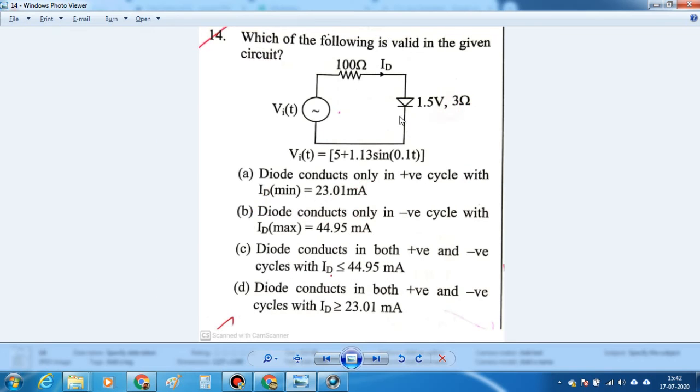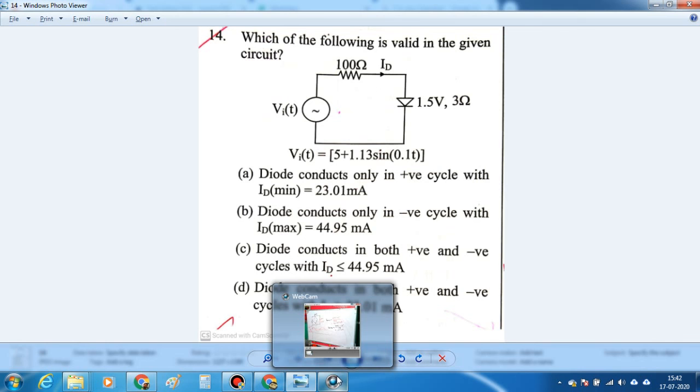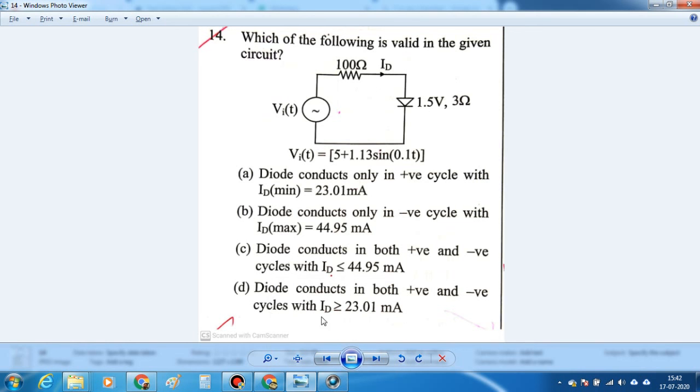Okay, now let's see the options. So I think option D, yes, option D is correct. Diode conducts in both positive and negative half cycle. We have seen that for both positive and negative half cycle the diode is on, so it conducts for both, and with ID greater than or equal to 2.23 milliampere. Okay, I think in this question option C is also correct. Both options are correct, because the maximum current is 44.95 milliampere, so ID is less than or equal to 44.95 milliampere. So both options C and D are correct.